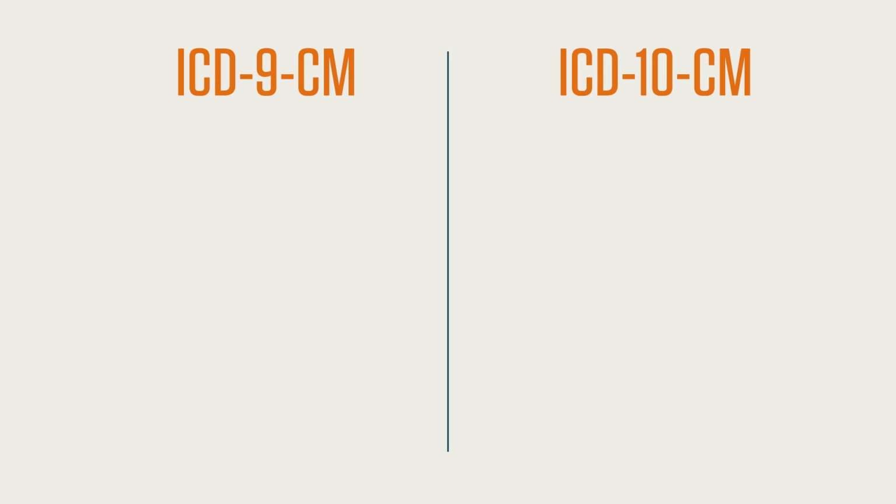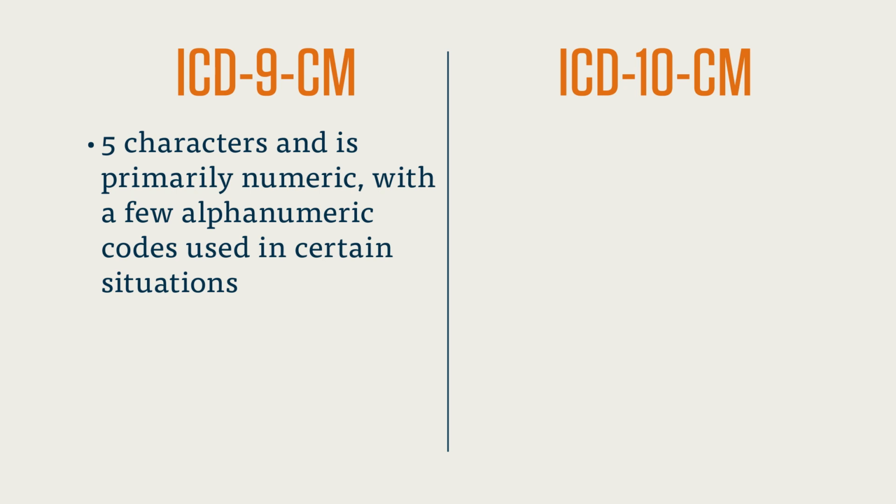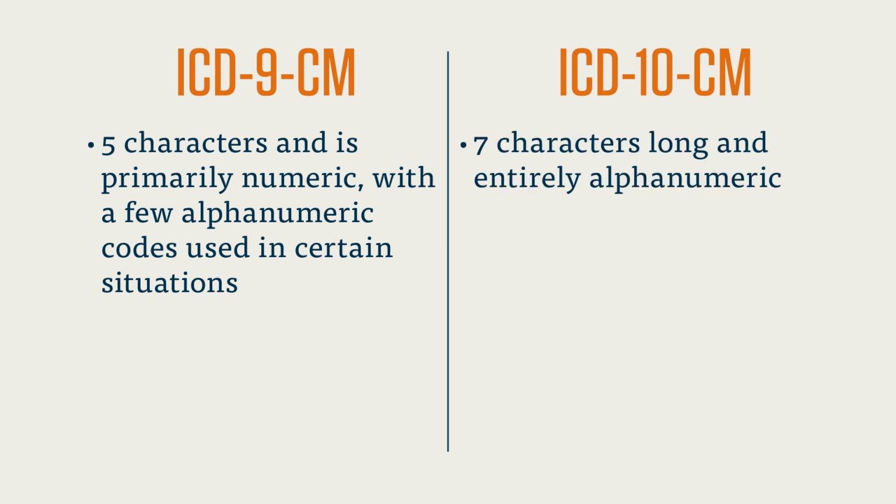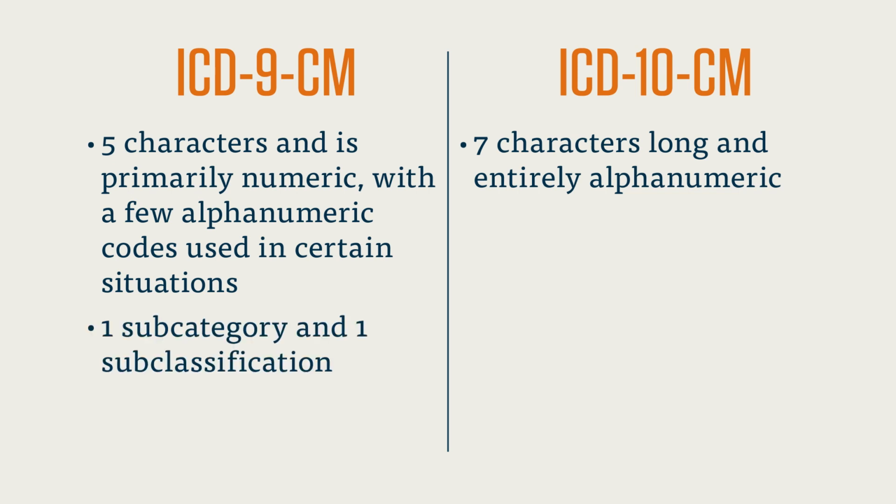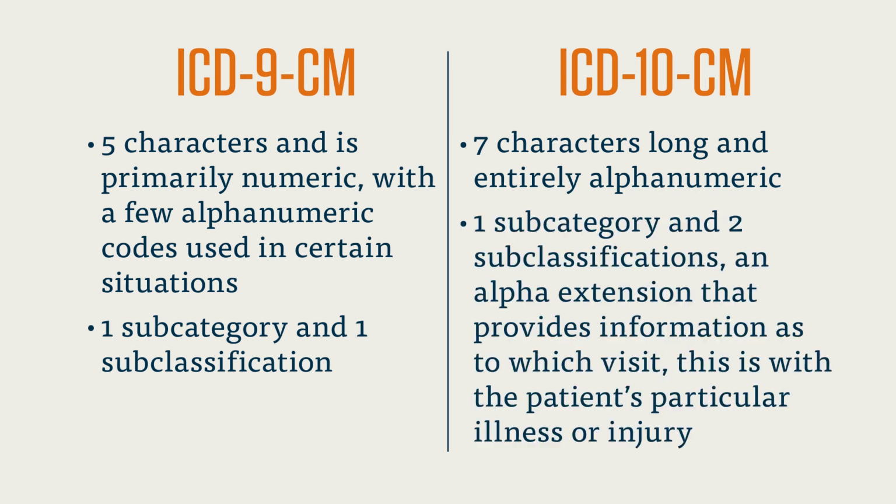To review, ICD-9-CM has 5 characters and is primarily numeric, with a few alphanumeric codes used in certain situations. ICD-10-CM, on the other hand, is 7 characters long and entirely alphanumeric. Where each ICD-9-CM code could have one subcategory and one subclassification, an ICD-10-CM code can have one subcategory and 2 subclassifications, in addition to an alpha extension that provides information as to which visit or encounter this is with a patient's particular illness or injury.